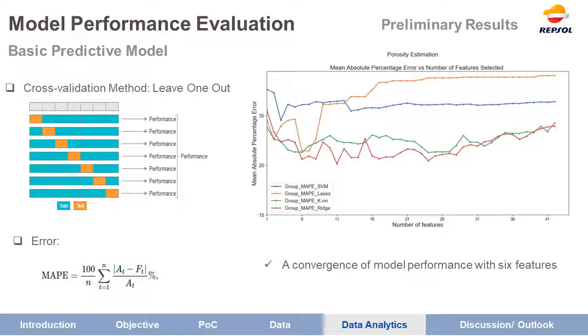Although lower errors are shown with the ridge regressor, the second with the best performance was the KNN, and it seems to be more robust with the different number of features. With the KNN algorithm and six features, for a general model, and by general model I mean including all the data that we have in our dataset, we can achieve a mean absolute percentage error of 27% in the porosity prediction.